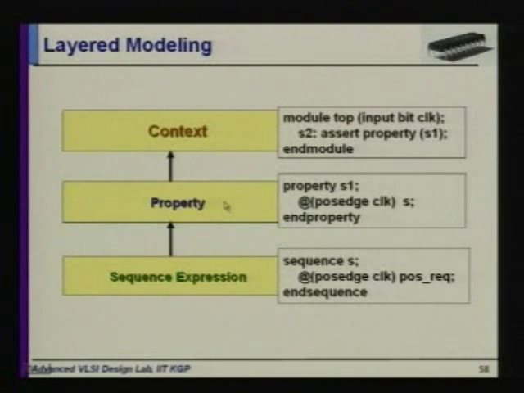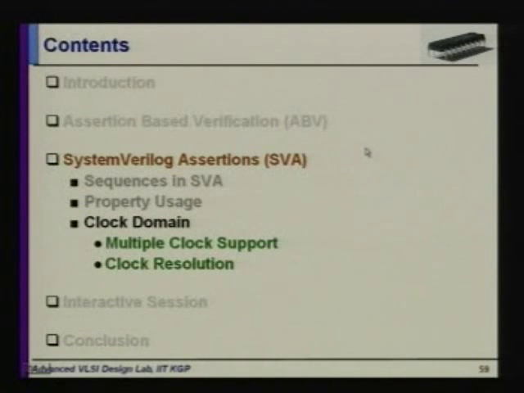So we get here a layered modeling. First, we express a sequence, then the sequence is used in a property to represent a particular behavior, a context. And then in the top module, we assert, cover or assume that property. This layered modeling helps us with debuggability and also with the modeling of the test bench and design to verify.